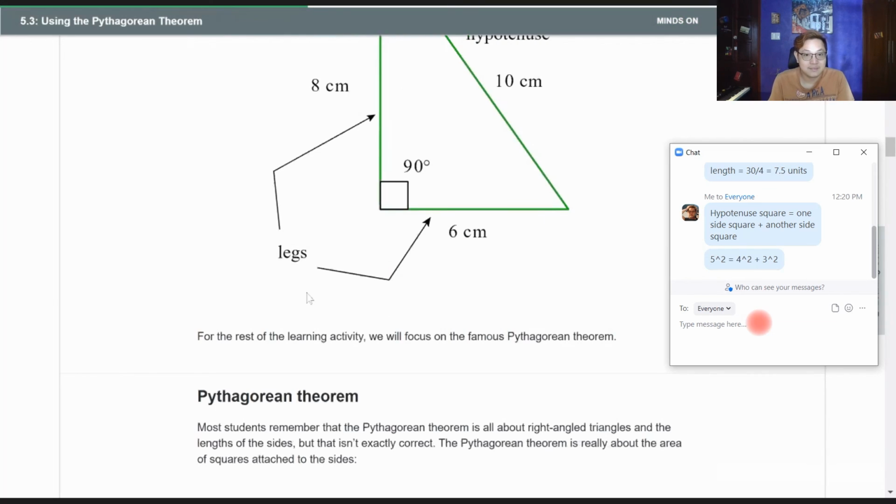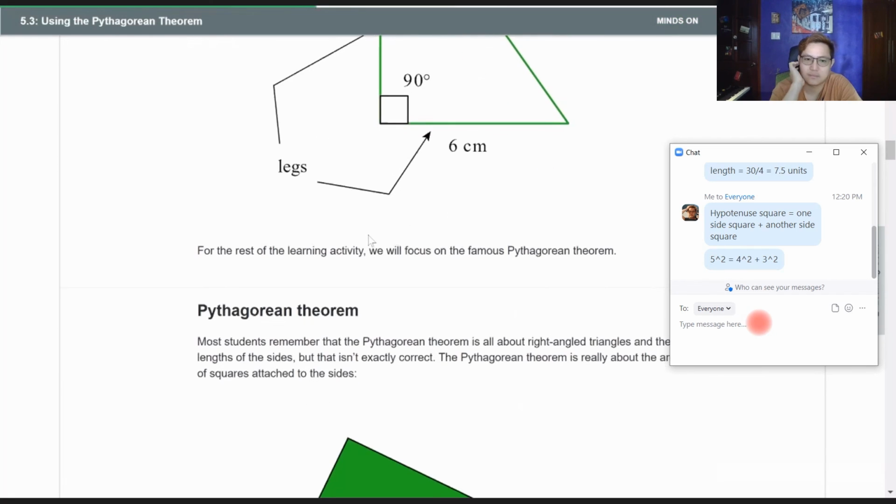Hypotenuse. For the rest of the learning activity, we will focus on the famous Pythagorean theorem. I think it's pronounced Pythagore because he is Greek, so his name must be Latinized. The legs and the hypotenuse. Most students remember the Pythagorean theorem. Just say Pythagorean theorem. That's what I do.